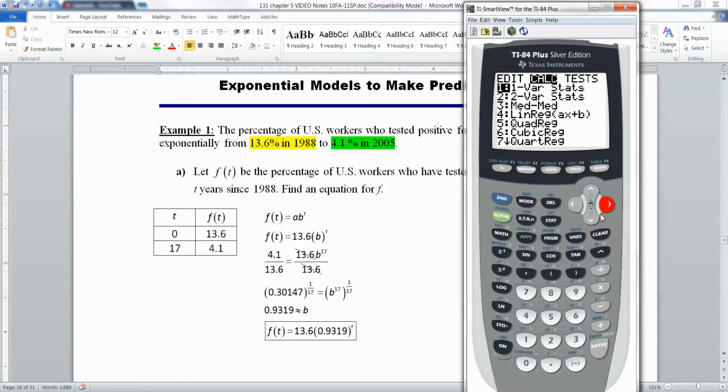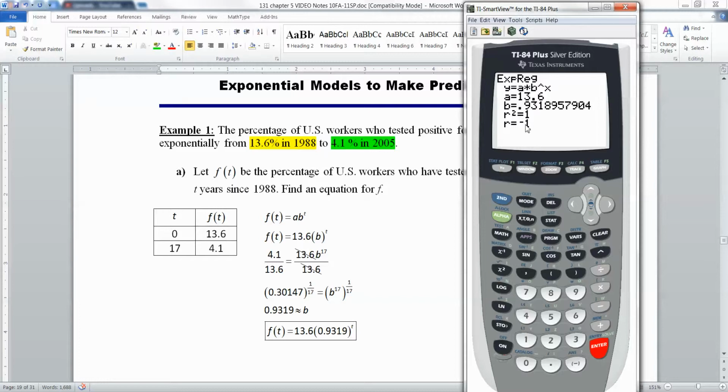Stat, calculate. Linear regression is not what we want. We want, where is it? There it is, exponential regression. That's what we want, 0 on my calculator. So you say exponential regression, press enter, and it should be the same numbers you came up with. And it is, see? 13.6 is your A, 0.9319 is your B.